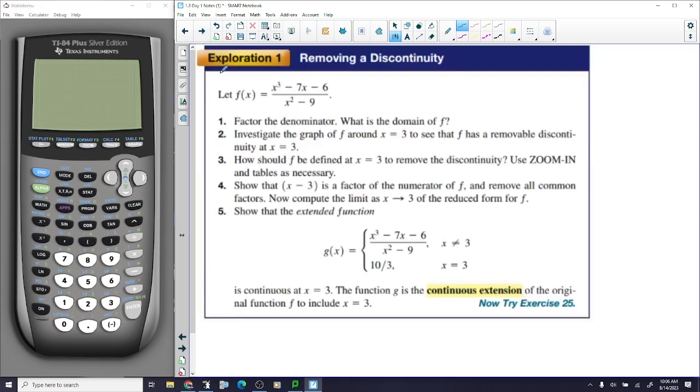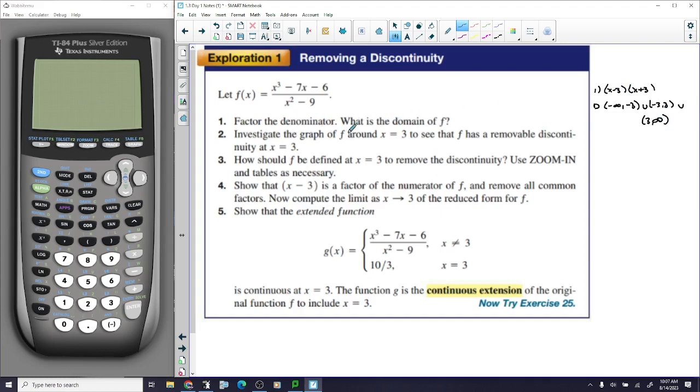Removing a discontinuity. Let f of x equal this function right here. Factor the denominator. So here's number one. We factor the denominator: x minus 3, x plus 3. It says, what is the domain of f? So the domain is negative infinity to negative 3, union with negative 3 to 3, union with 3 to infinity. So everything except negative 3 and 3, essentially.